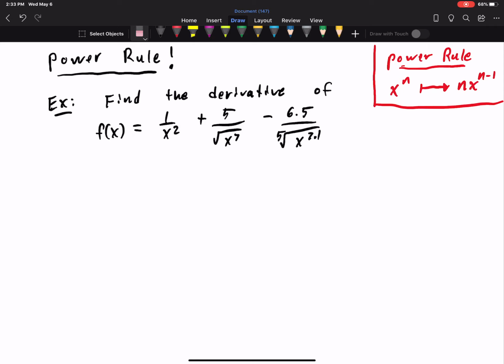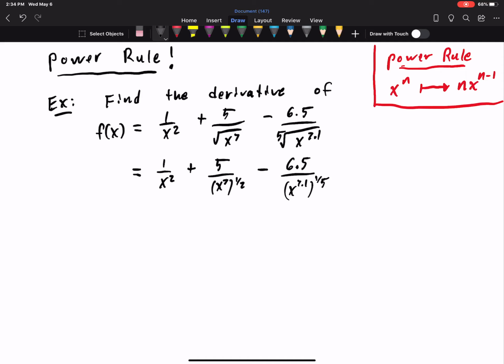That's all. So first thing we need to do is simplify this so we have no radicals and all of our powers are on the top. So how do we go about doing that? We have 1 over x squared. We're just going to eliminate the radicals first. So we have 5 over x to the 7th to the 1/2 power minus 6.5 over x to the 7.1 to the 1/5 power.